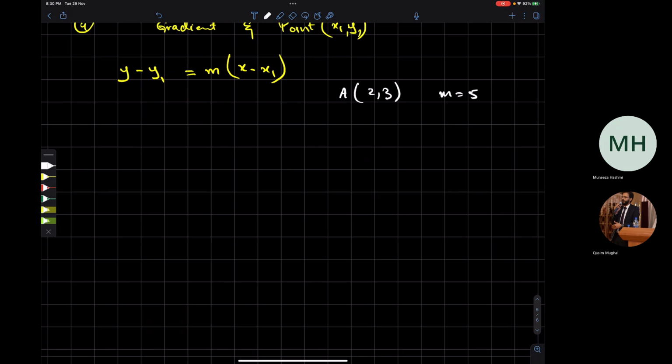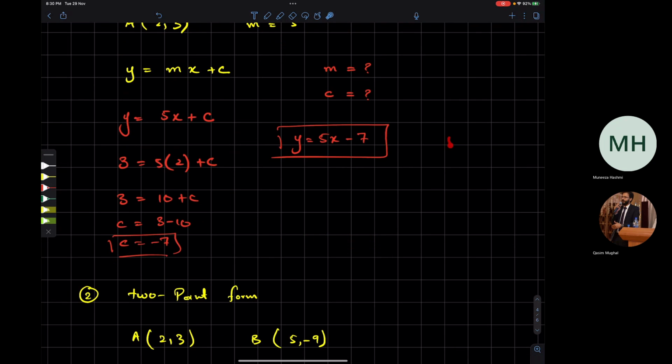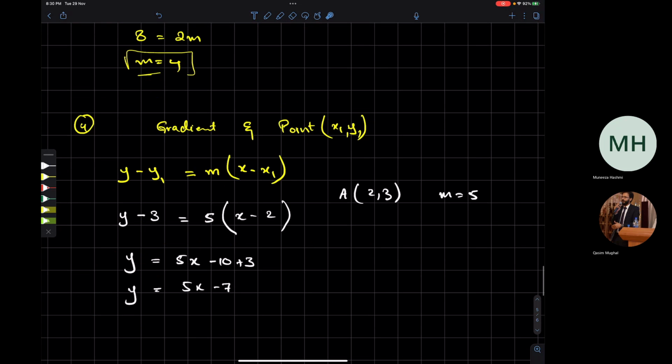So we will be using this format. y minus y1, where y1 is the y coordinate of the given point. So y minus 3 equals m, which is 5, times (x minus x1), where x1 is the x coordinate of the given point. So x minus 2. Now all you have to do is simplify it: 5x minus 10 plus 3, and that would leave you with y = 5x - 7. And we got exactly the same equation. Got it? Yes, sir.